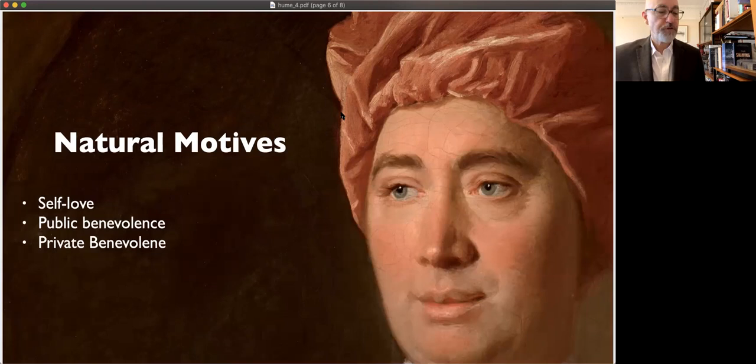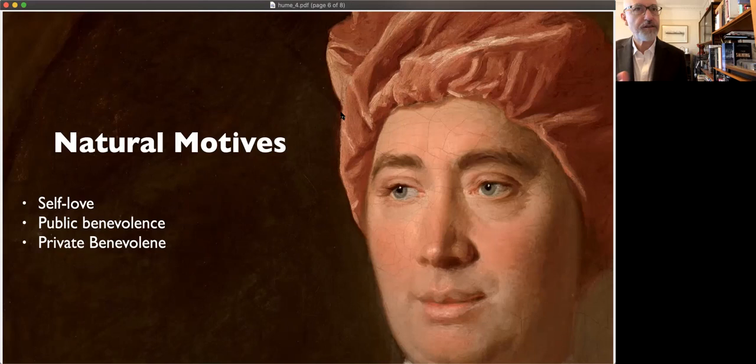Self-love, that's just a natural concern for one's interests. Don't think of it as being limited to narcissists. We all are naturally concerned for our own interests. And self-love, he claims, couldn't be the motive for just action. While there's nothing inherently wrong with acting from self-love, Hume observes that this passion, if unchecked, is the source of injustice. So if a person steals to further their own interests, they act unjustly, even though they act from self-love.